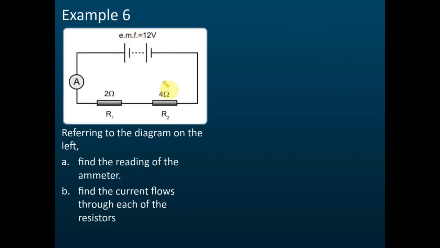Example 6. In this one, first they want us to find the reading of the ammeter, and second they want us to find the current that flows through each of the resistors, this one and this one. Tell me your answer for A and B. For B, you have two answers: IR1, the current for R1, and IR2, the current for R2.